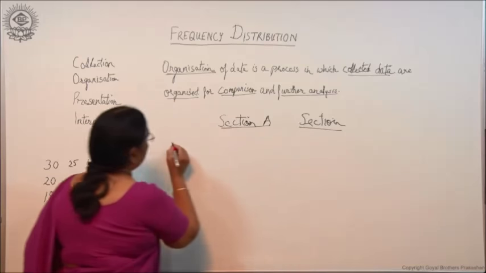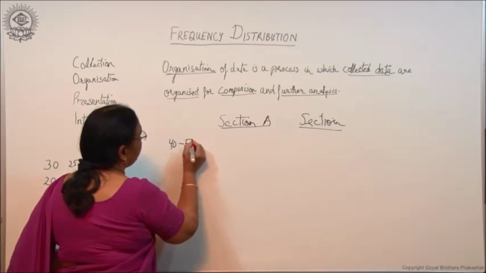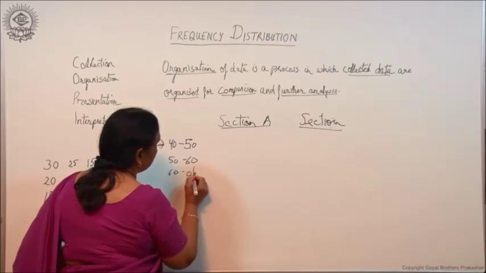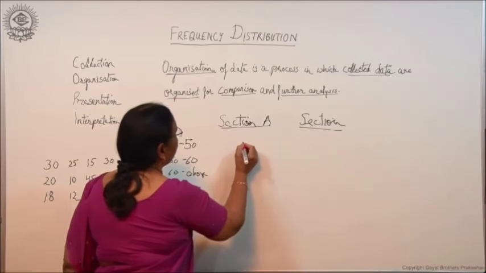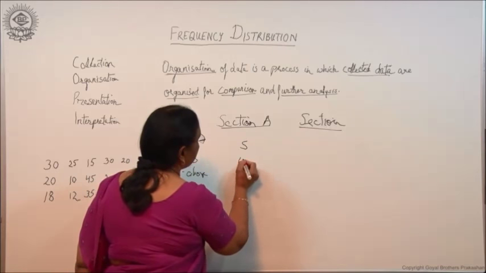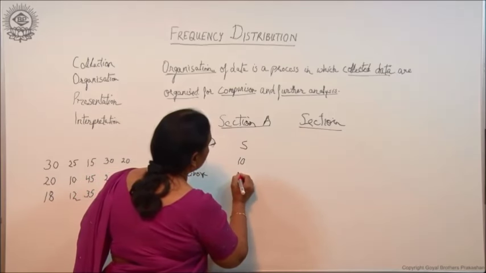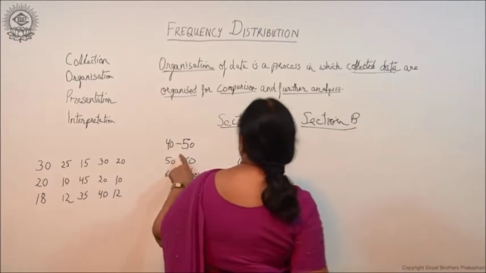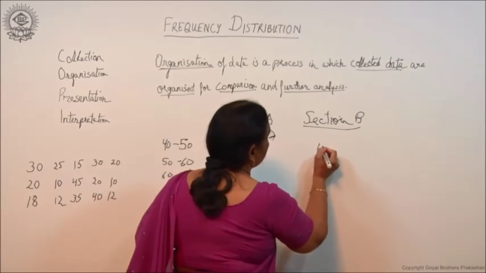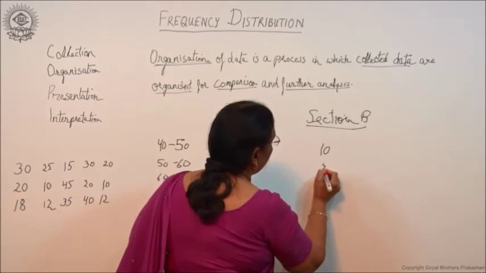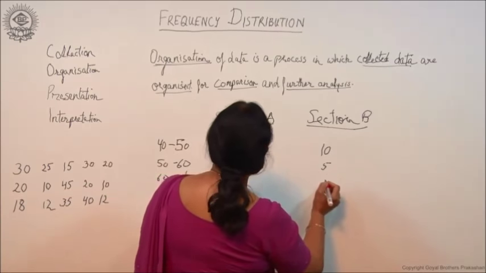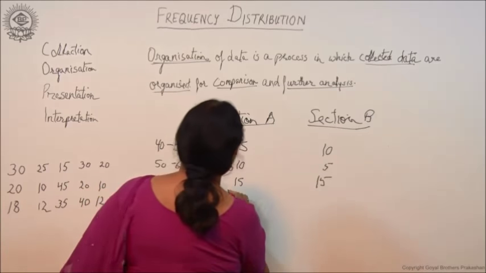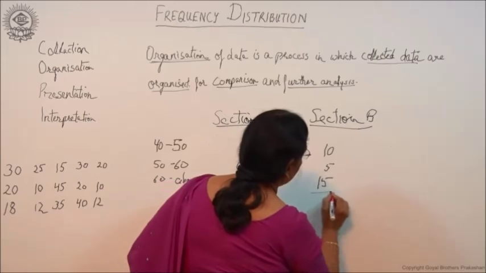Now again we can divide it into three categories: children scoring between 40 to 50% marks, then 50 to 60, and 60 and above. Suppose in section A, five children are in the first category, 10 children in the second, and in 60 and above there are, suppose, 15 children. Now in section B, between 40 to 50 there are 10, then 50 to 60 there are 5, and 60 and above there are 15. That makes a total of 30, and this also makes 30.